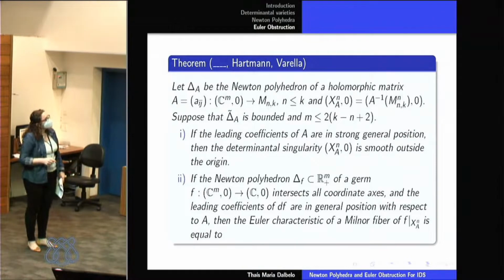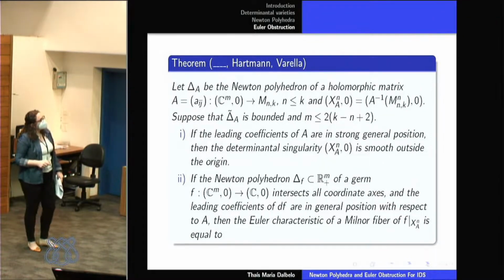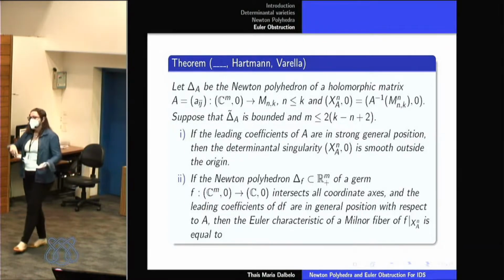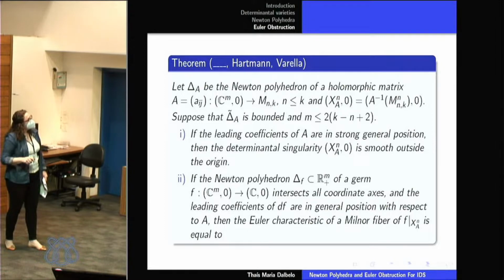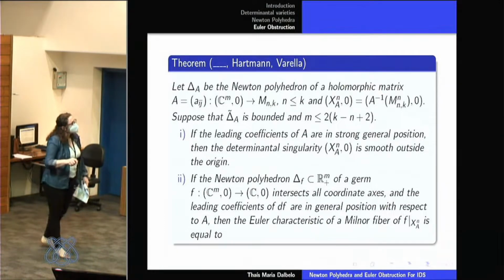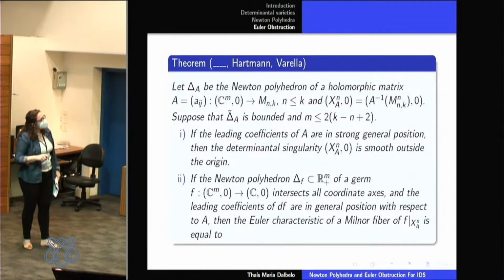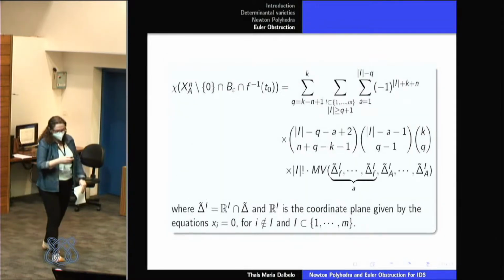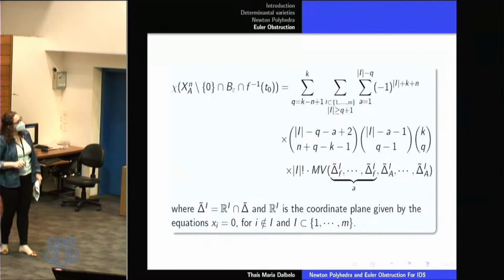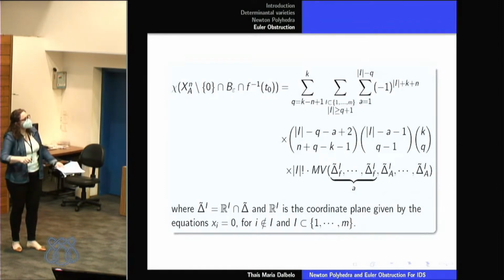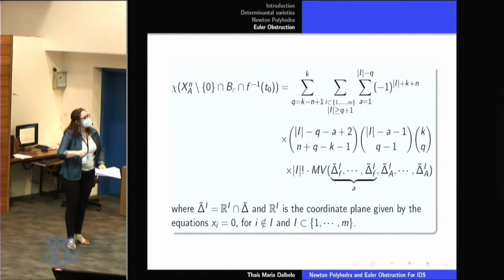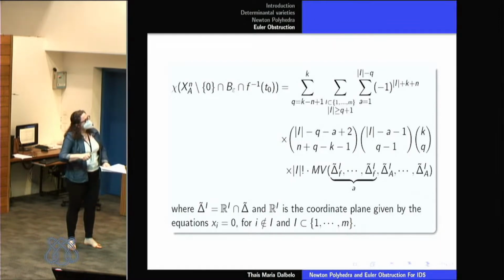If the Newton polyhedron of the function f intersects all coordinate axes, which means that this Newton polyhedron has a bounded complement, and if the leading coefficients of the derivative of f are in general position with respect to A, then the Euler characteristic of the Milnor fiber of f restricted to the determinantal variety is given by this expression. Well, it is a big expression, right? But here, for instance, what we have are products and sums of binomial coefficients. And here, what we have are mixed volumes, okay?